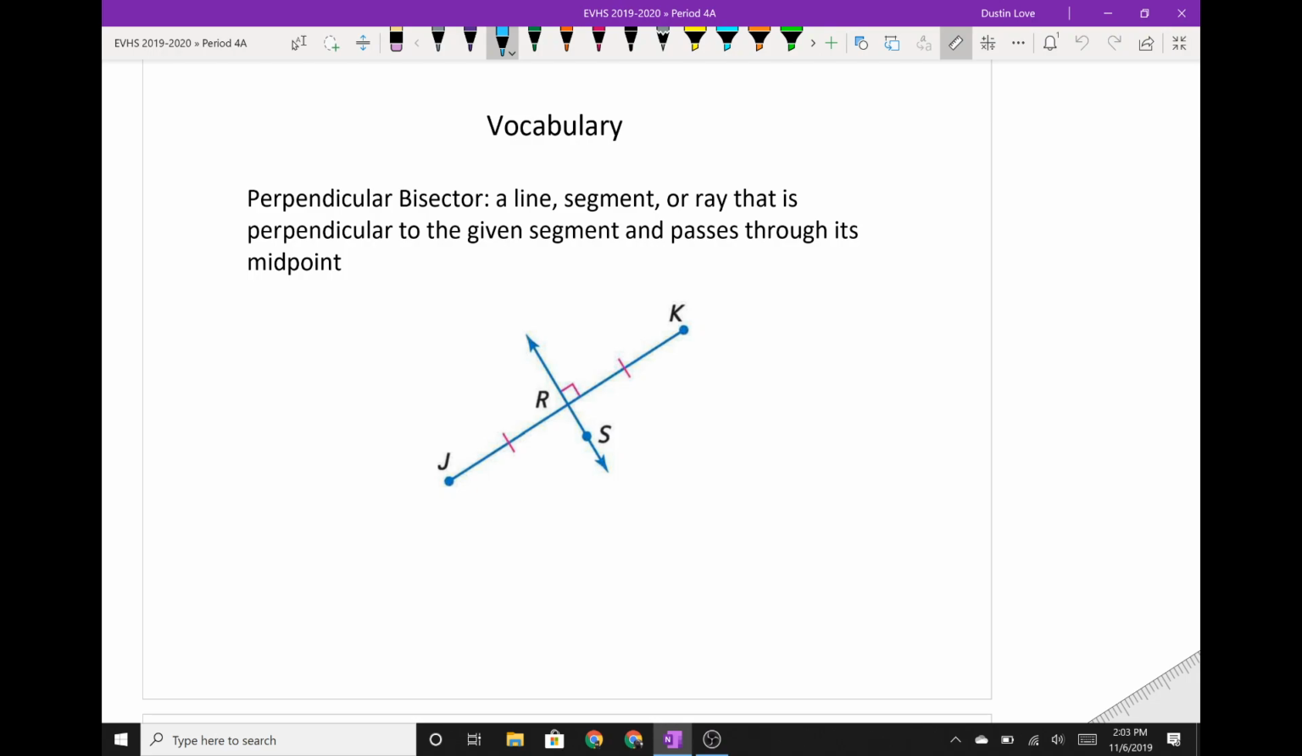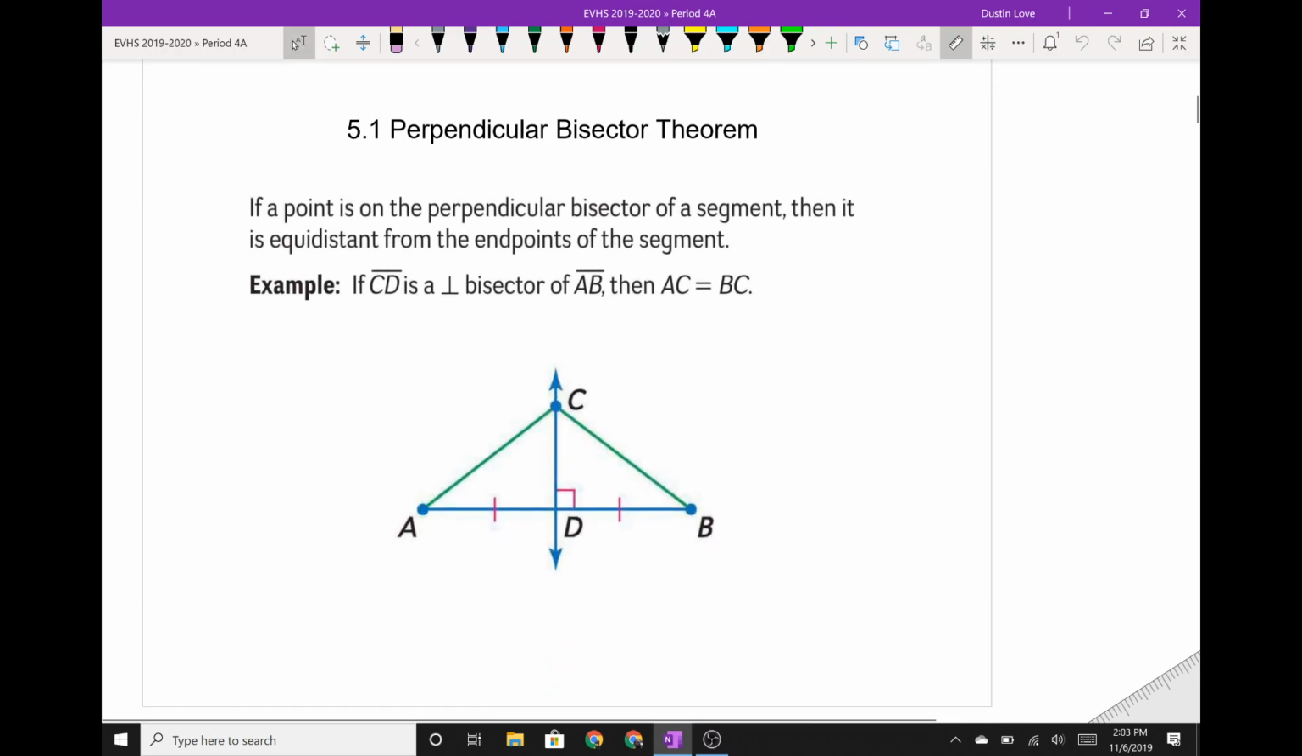So remember that when I say a bisector, I don't mean that JK and RS bisect each other. I mean that RS cuts JK in half. I have no information about RS, the lengths of RS, anything like that, okay? All I know is that JR equals RK, and all the angles here at point R are 90 degrees. Make sense? All right. Now let's talk about the perpendicular bisector theorem.